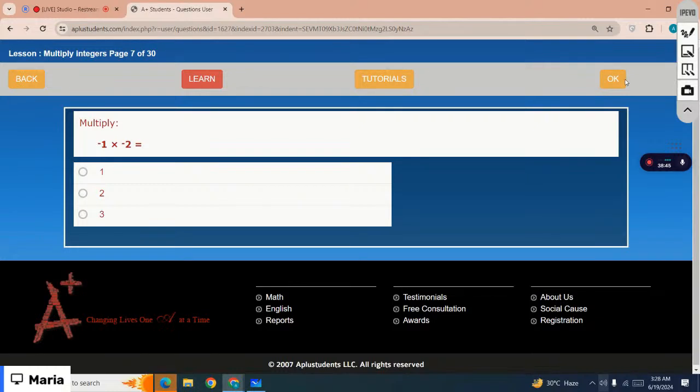Negative 1 times negative 2. So which is the correct option? That is 2. Option number 2 is the correct option.